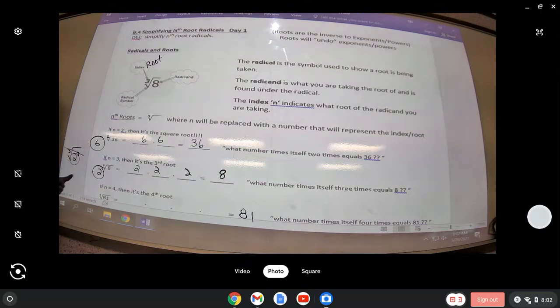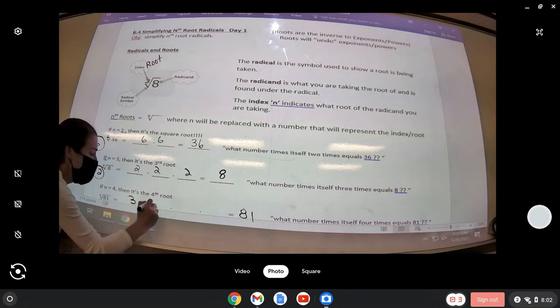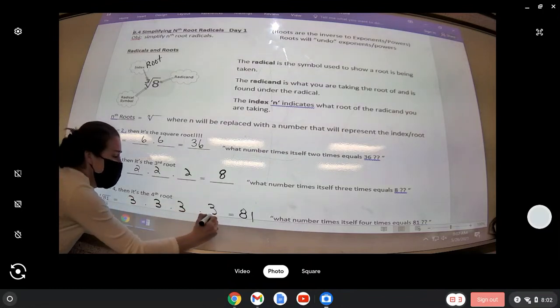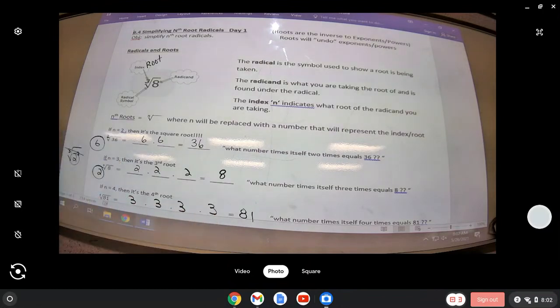Just a little bit bigger than 2. 3. So it would be 3 times 3 times 3 times 3. It would be 3 to the 4th power is 81. So the 4th root of 3 to the 4th is 3. So the answer to this problem is 3. That's the number you have to times by itself 4 times to get 81.